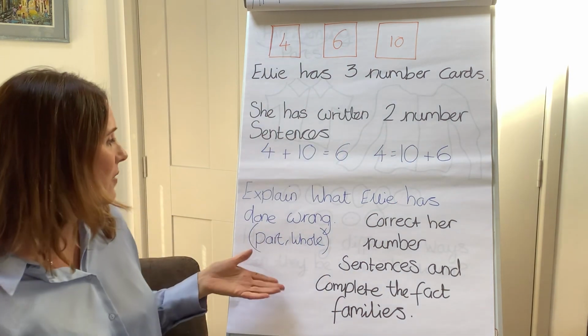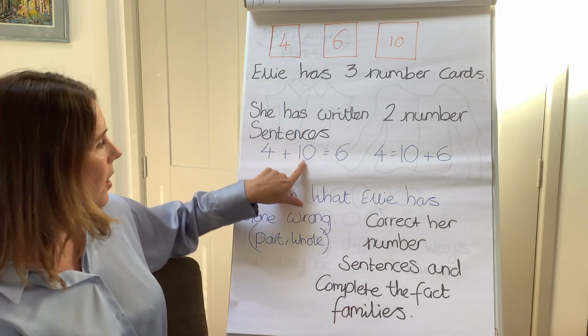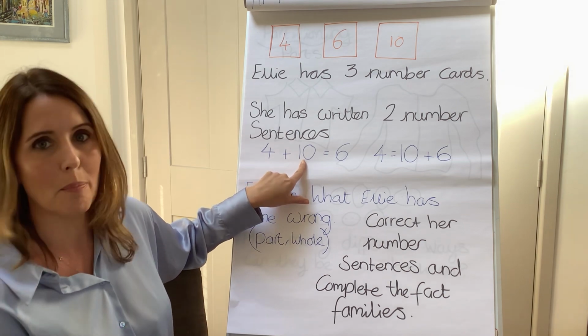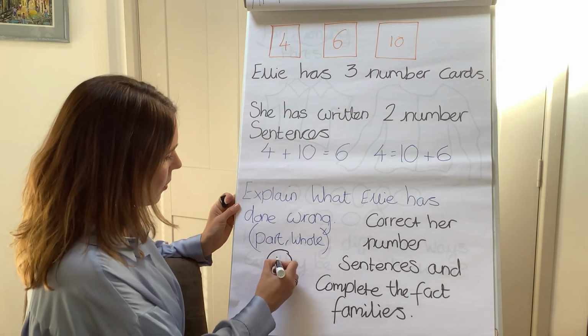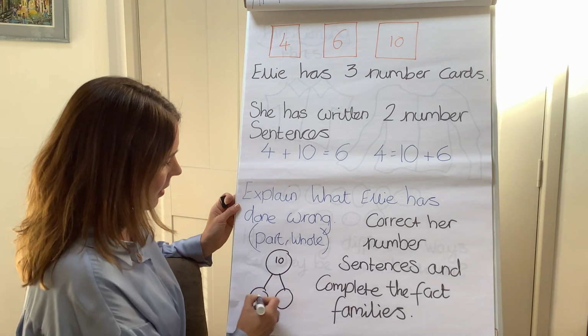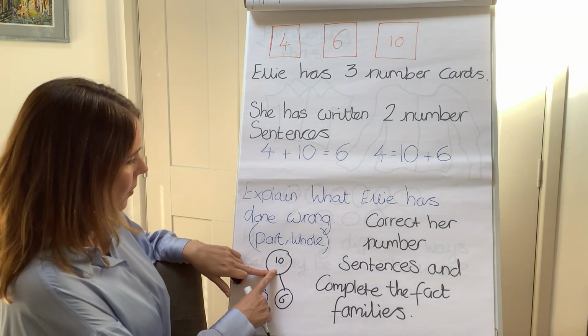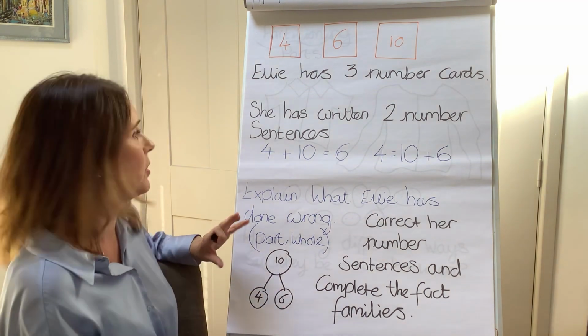Okay, so hopefully you've had a think about this. What has Ellie done wrong? Well, she has got the whole in her addition here. So she's using the whole here as a part. So she's saying, if we draw 10 is the whole, and it's made up of 2 parts here, 4 and 6. But she's adding 4 and the whole together. So she's adding the part and the whole together, which actually gives you 14.